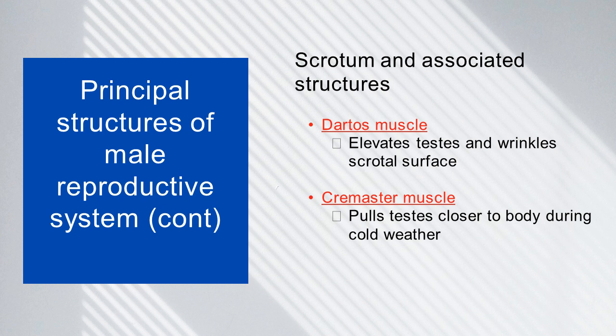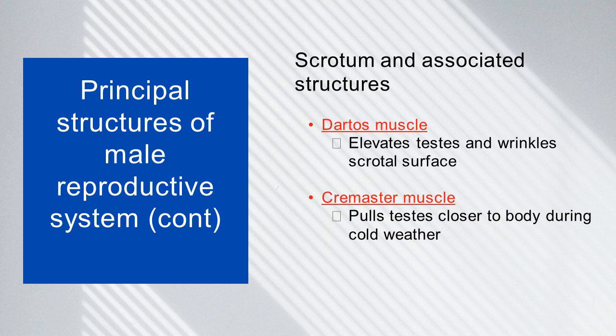Then, there are two important muscles in the scrotum. They are the dartos muscle and the cremaster muscle. To help you further understand the roles of both muscles, I'll give you an example situation. Let's say you have a brother and your brother is going for a swim together with his friends in the ocean during very cold weather. So what will happen here?